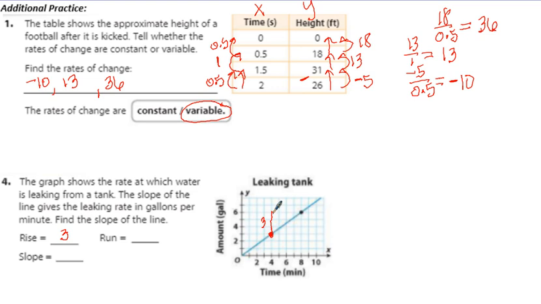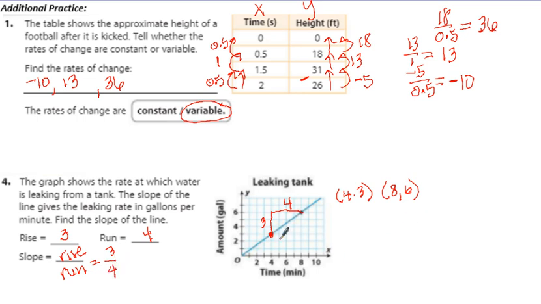And then I'm going to run. So I'm going to go 1, 2, 3, 4. I ran 4. And because I went to the right, it's positive. So these points were at 4, 3, and 8, 6. Just so we see that. So once we have our rise and our run, remember slope is just rise over run. So I'm just going to make a ratio of these, 3 over 4, and we're done.